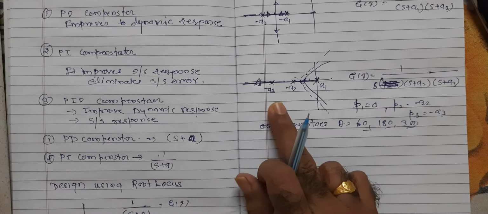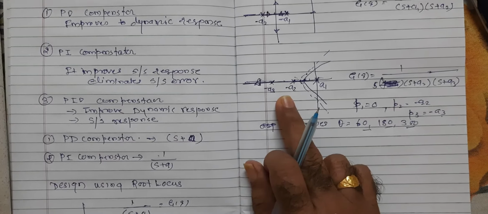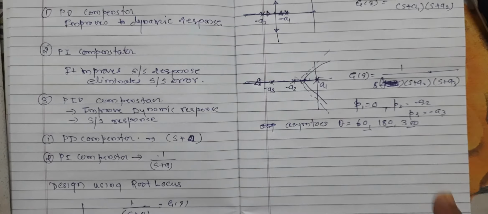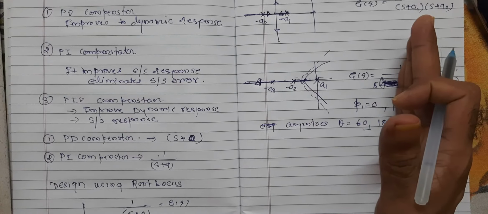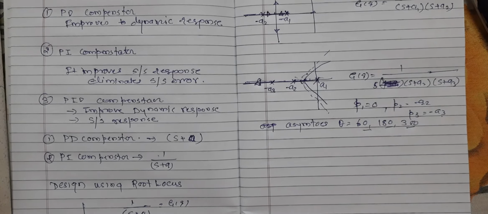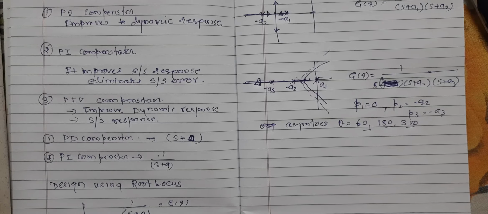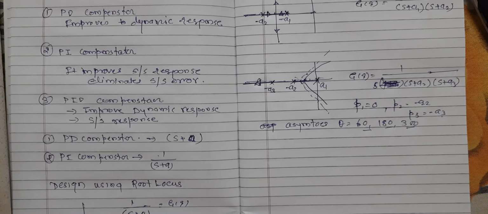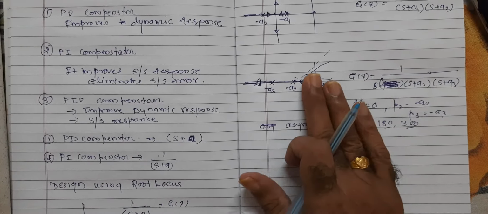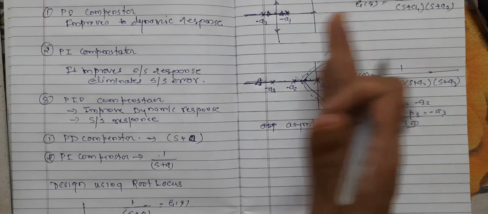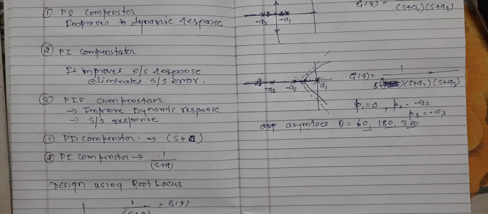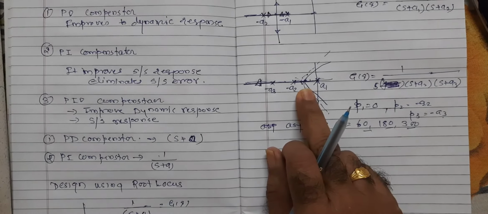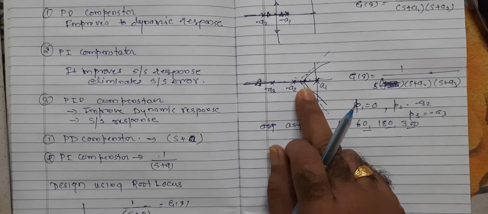Now if I add one pole into the system, my root locus is shifted towards the right side, so that means it is the effect of the pole. If we add a pole into the system, our root locus is shifted towards the right side, and when it goes into the right side, our system becomes unstable. So when we are adding a pole into the system, we are making the system unstable.